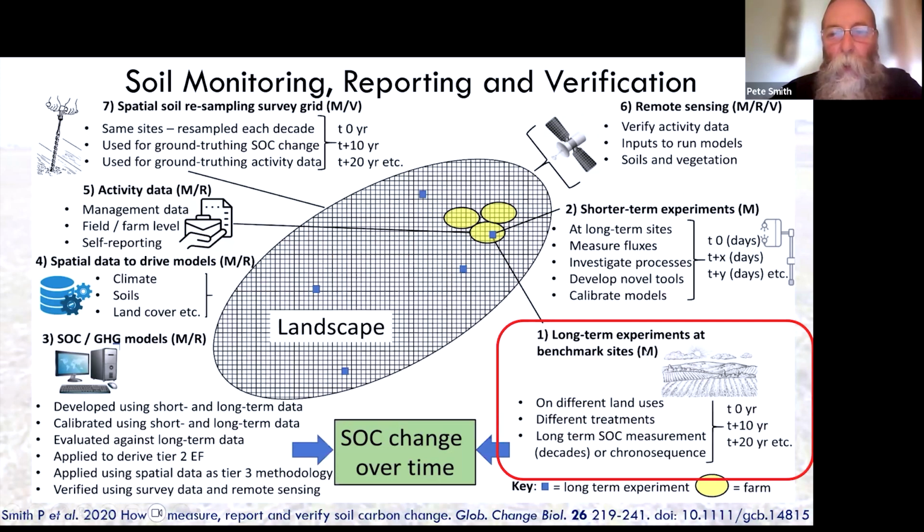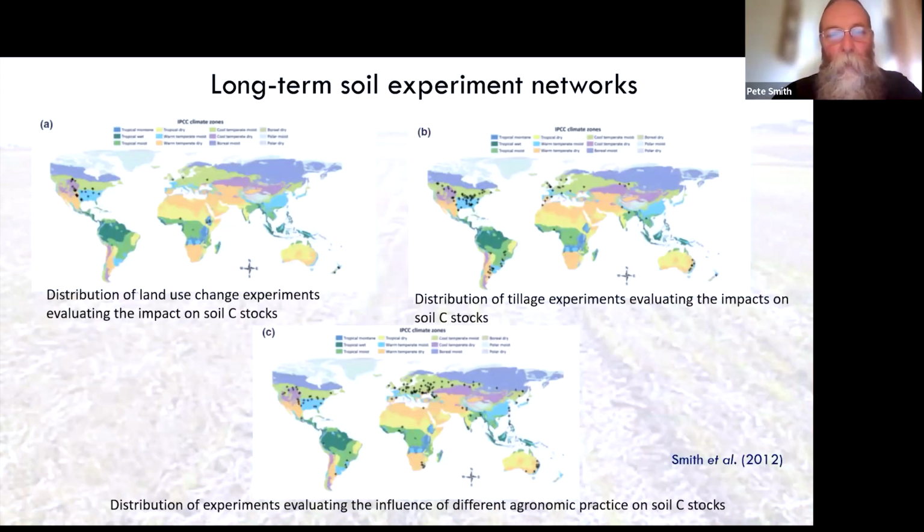So let's take the first one, long-term experiments at benchmark sites. So these maybe go on for multiple years. For soil carbon, we need to know how these things change over decades. So we can use these or chronosequences. But for soil carbon, we know that we have a bunch of long-term experimental networks across the world. So here's some examples. Up in panel A, we've got the land use change experiments. In panel B, we've got the tillage experiments evaluating the impacts on soil carbon stocks, and the ones that are looking at various agronomic practices and how that impacts soil carbon. We've got those long-term experiments on the bottom.